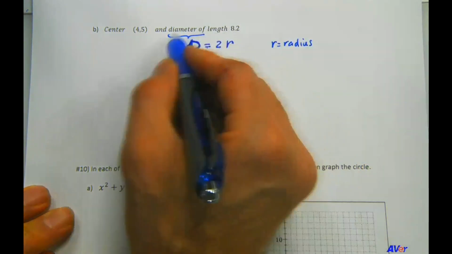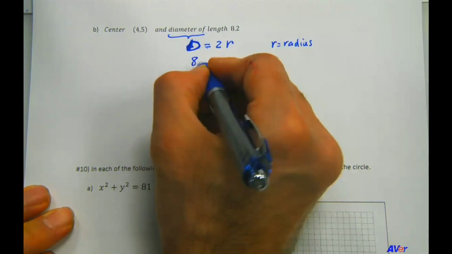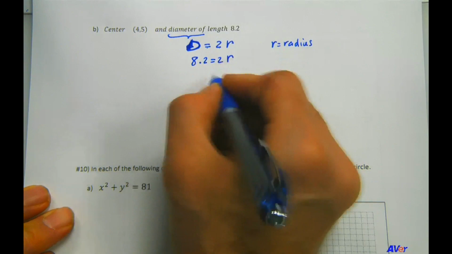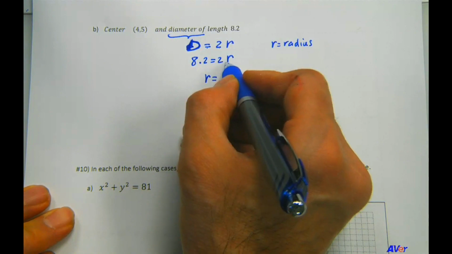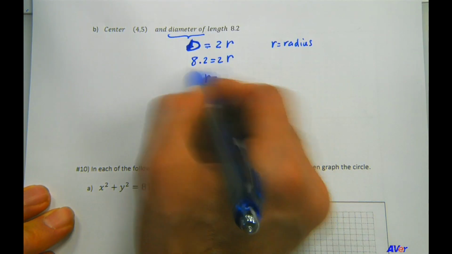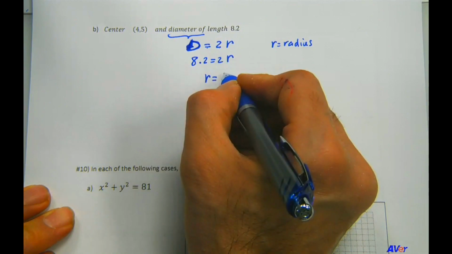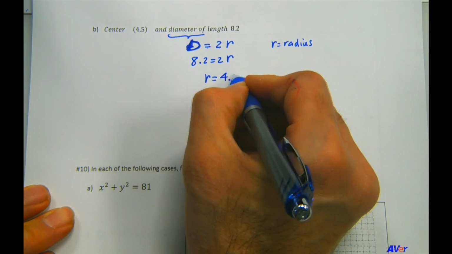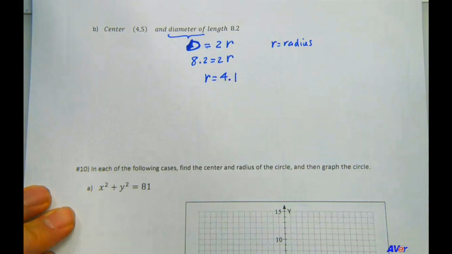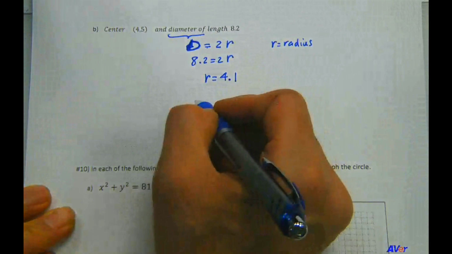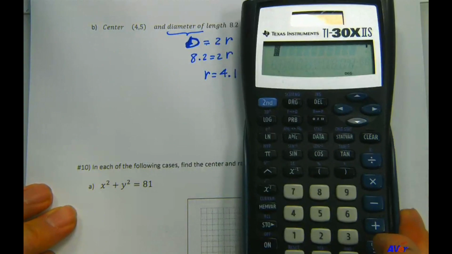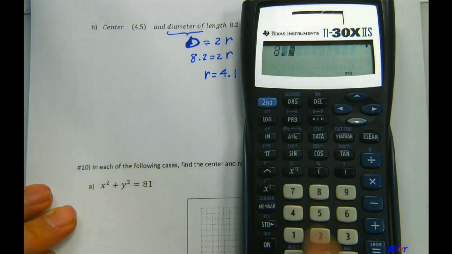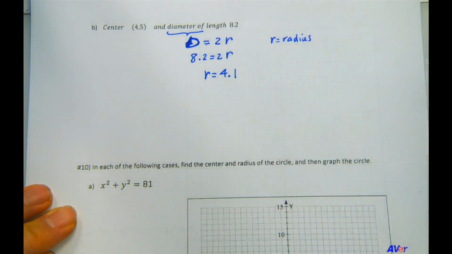So let's plug in 8.2 for the diameter. So 8.2 is equal to 2 times r. We're solving for r, so we need to isolate r. How do we isolate r? We get rid of the 2. Divide both sides by 2, and we get r equals 4.1. Right? That's the radius. 8.2 divided by 2 is 4.1. That's the radius, and we know the center.